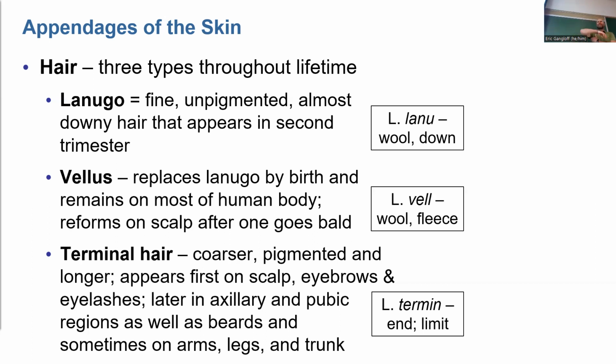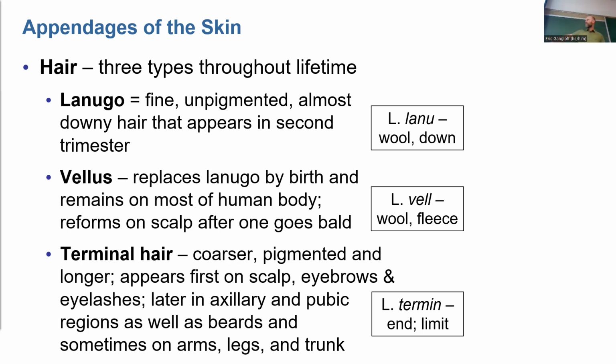Axillary, we haven't talked about this yet, but that just simply refers to your armpit area, as well as in some cases facial hair, in the case of a beard, and also then you grow more of that on your arms, legs, and trunk beginning at puberty and later in puberty.